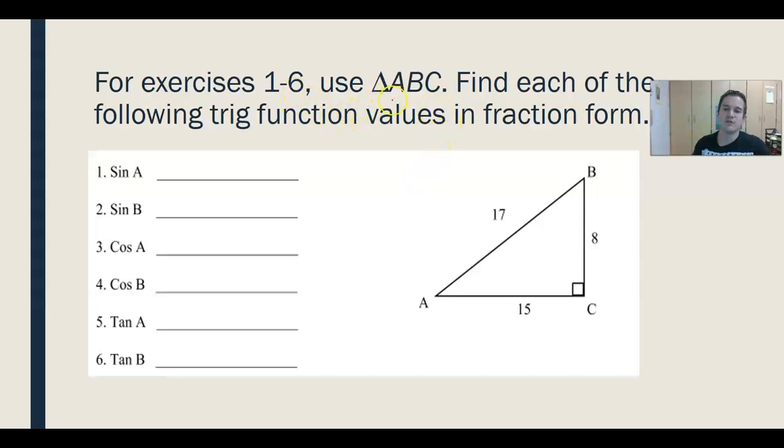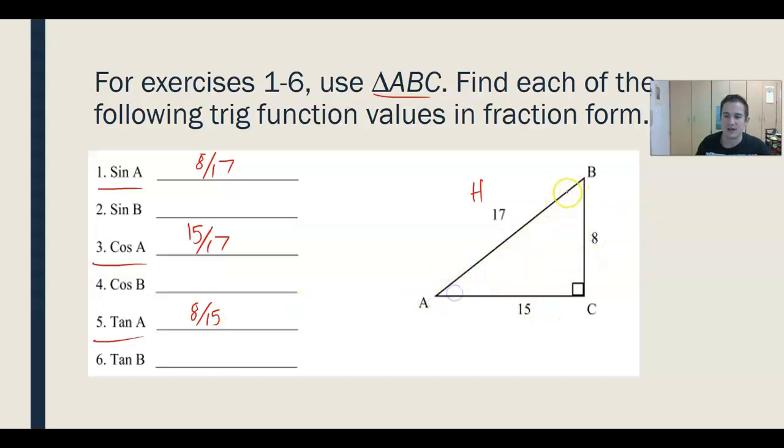So using this triangle, we want to find each of these trig function values in fraction form. I'm going to do all the A ones first: sine of A, cosine of A, and tangent of A, because when I'm looking at this angle right here, this is my adjacent side, my opposite side, my hypotenuse side. So sine is opposite over hypotenuse, or 8 over 17. Cosine of A is adjacent over hypotenuse, or 15 over 17. Tangent of A is opposite over adjacent, or 8 over 15.